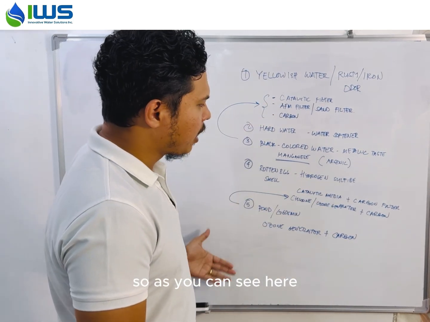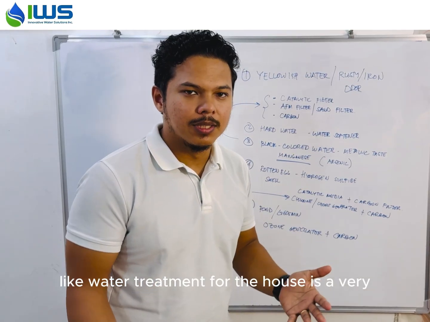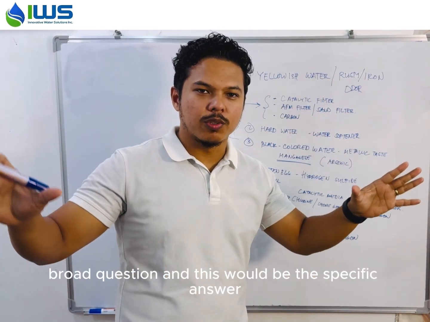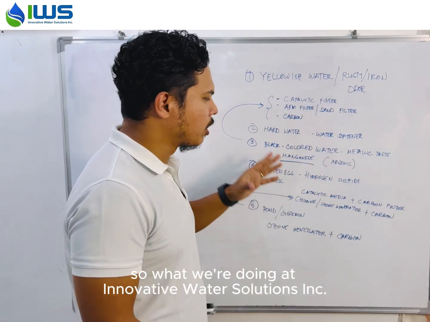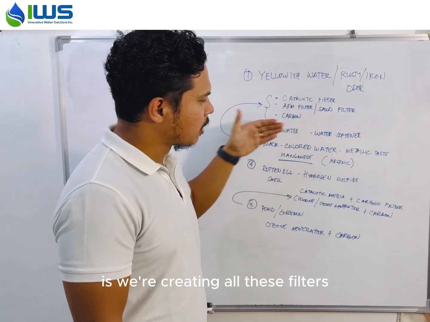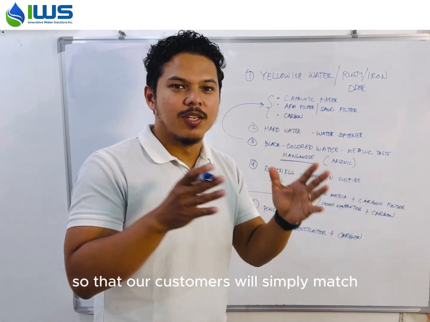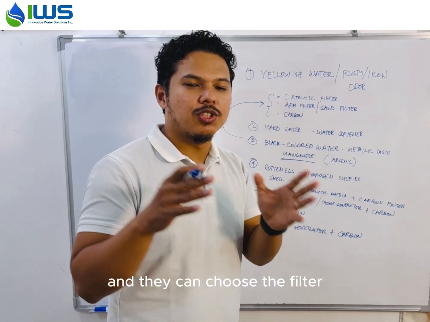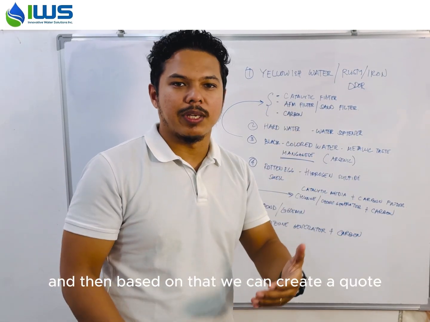So as you can see here, asking a question like water treatment for the house is a very broad question, and this would be the specific answer. So what we're doing at Innovative Water Solutions Inc. is we're creating all these filters so that our customers will simply match whatever problem they're having, and they can choose the filter based on the problem that they have. And then based on that, we can create a code.